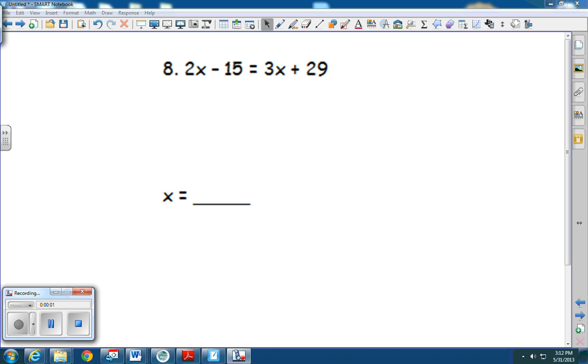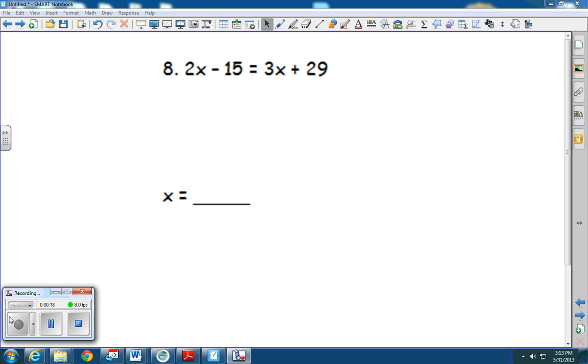So the directions are to solve for x. We want to try to get all of our x's on one side and all of our plain old numbers on the other side. We want to separate them. Get them as far away from each other as possible.